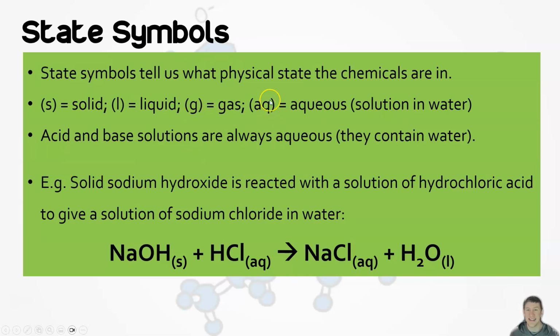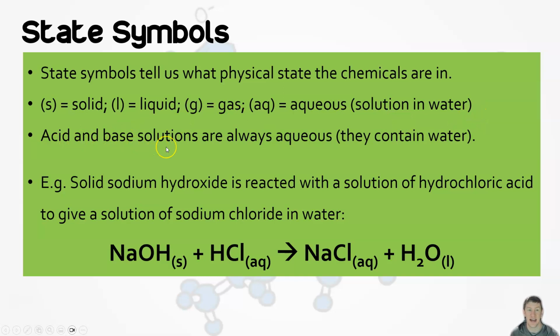So the next thing we'll look at is state symbols. This tells us physically what state the chemical is in. So in a chemical reaction, compounds, materials, reactants can change states. So we use this notation. We use S for solid, seems pretty straightforward. L for liquid, G for gas. AQ means aqueous. Aqueous means it's a solution in water, as in it's mixed with water.